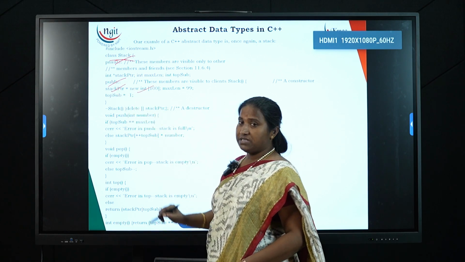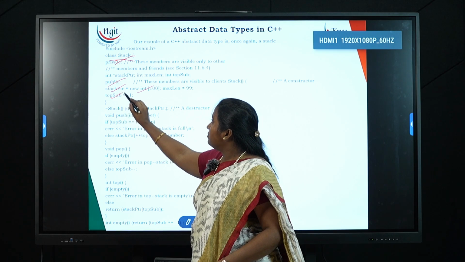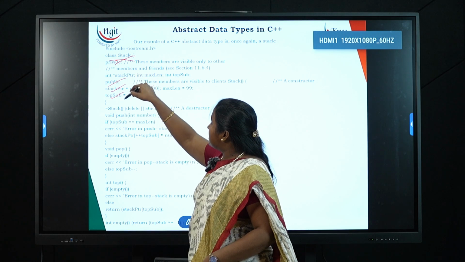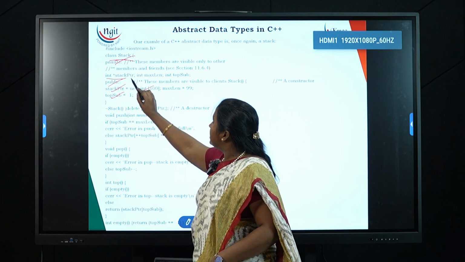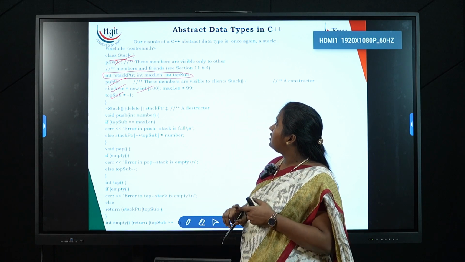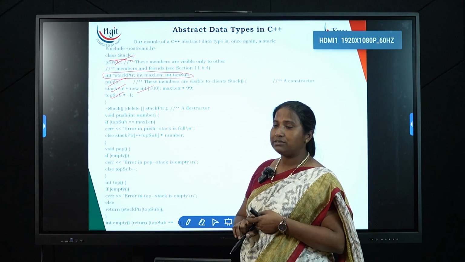Stack size is visible, and I'm just initializing the value of top sub equal to -1. So what is hidden? These variables are hidden: int stack pointer, maximum length, top sub are hidden from the other users.